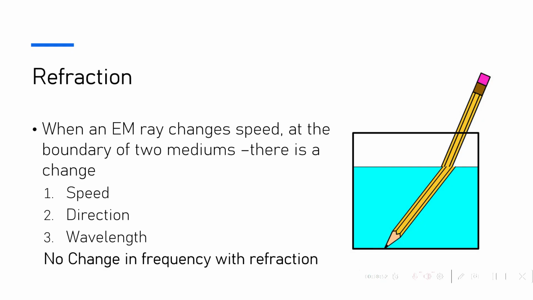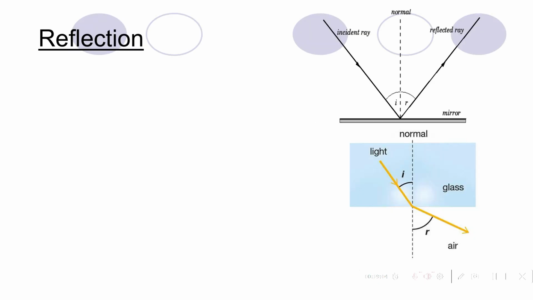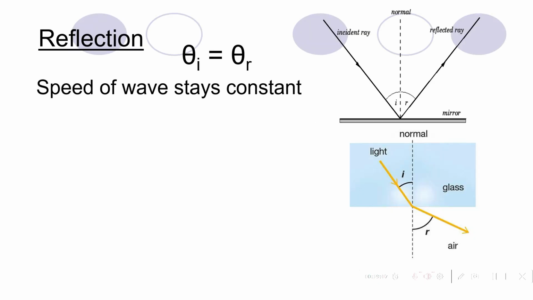Refraction. When an EM ray changes speed at the boundary of two mediums, there's a change in speed, direction, and wavelength, but the frequency remains the same. Otherwise, we'd have a lot of problems with all our signals as they come through glass. So theta I equals theta R in the law of reflection, because the speed of the wave stays constant. It's not changing mediums. It's in the same medium the entire time. In refraction, it's switching mediums.